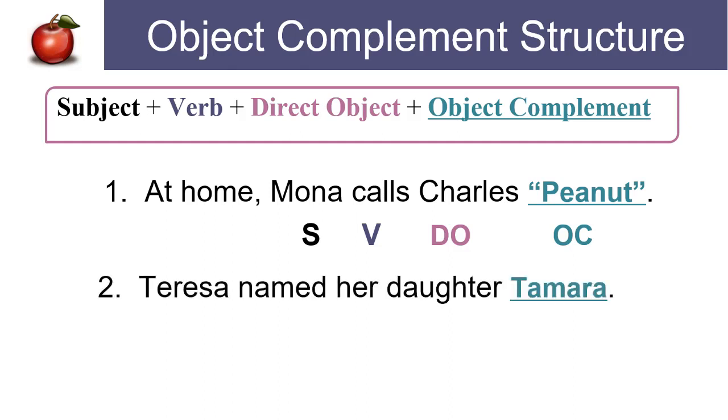Teresa named her daughter Tamara. The subject is Teresa. Named is the verb. Daughter is the direct object of named. And Tamara is the object complement. Why? Because it gives you more information. It tells the specific name of the daughter. So object complements give more information or describe the direct object in more detail, as in this example.